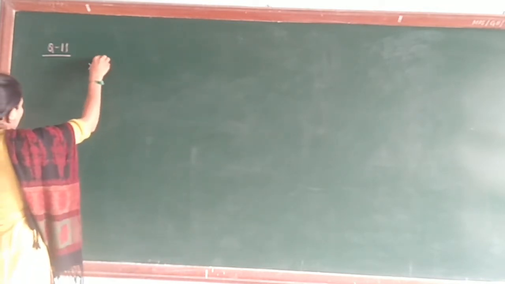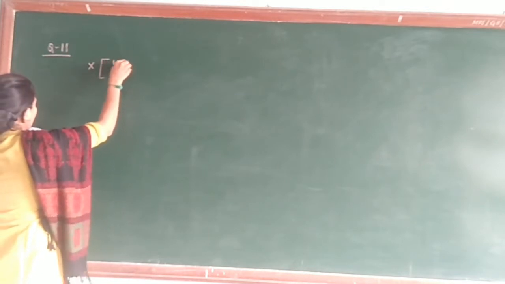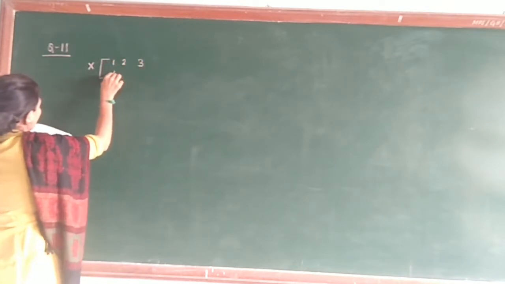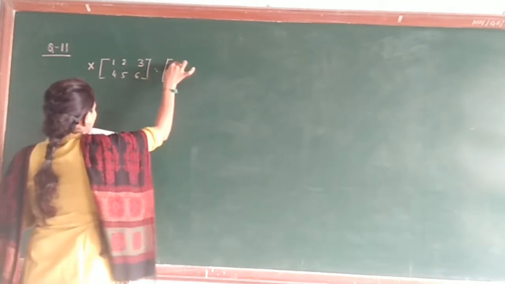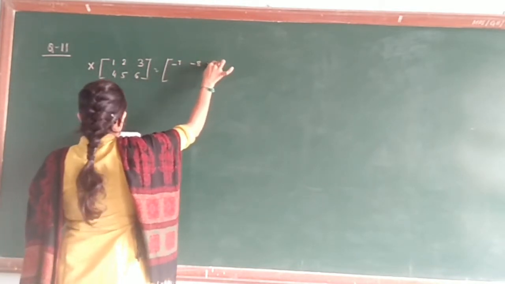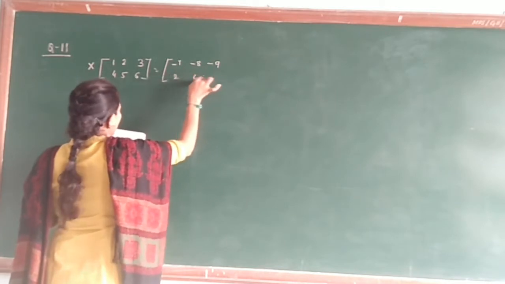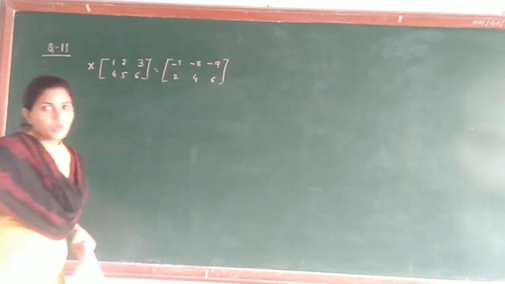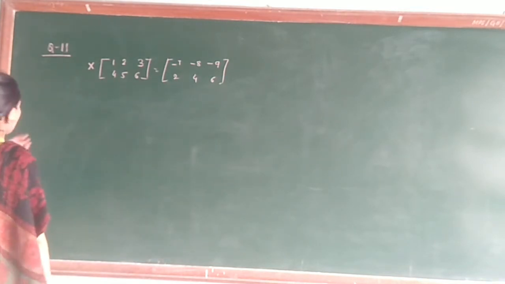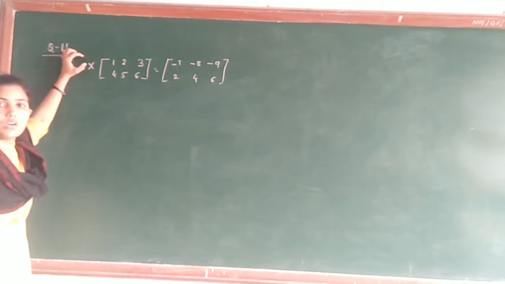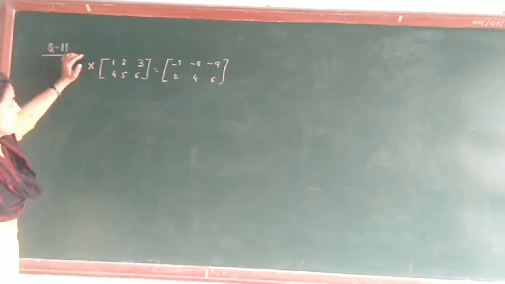Here, find X such that X times the matrix [1, 2, 3; 4, 5, 6] is equal to [-7, -8, -9; 2, 4, 6]. So here you have to find the matrix X. When you are going to find the matrix X, first you need to know the order of this matrix.